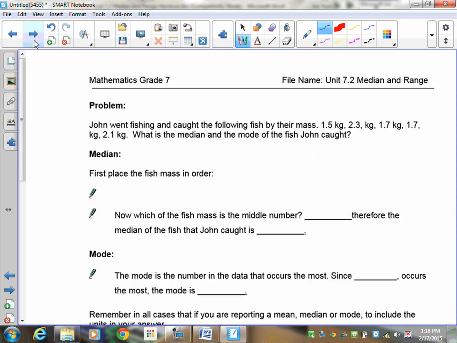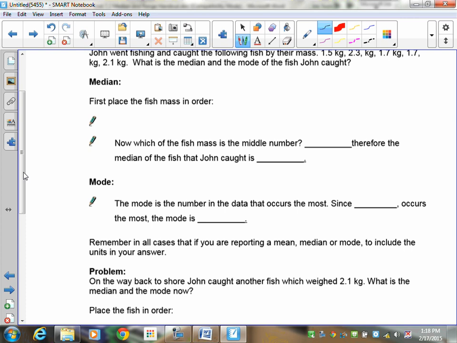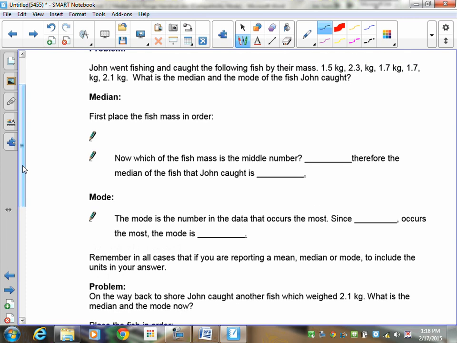Let's try another one. John went fishing and caught the following fish by their mass: 1.5, 2.3, 1.7, 1.7, and 2.1 kilograms. Because the 1.7 occurs twice, it has to be included twice. You cannot just put it down once. First thing you need to do is to put them in order. And I'll give you a little bit of a hint here. As you write them down, circle them, and that will stop you from making a mistake. Now, there's only about 5 numbers here, so it's not that difficult, but sometimes you'll have more.